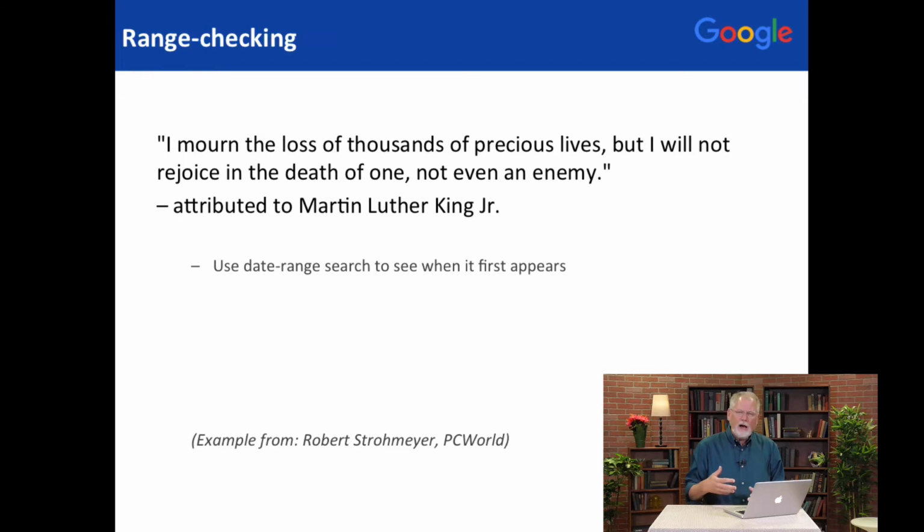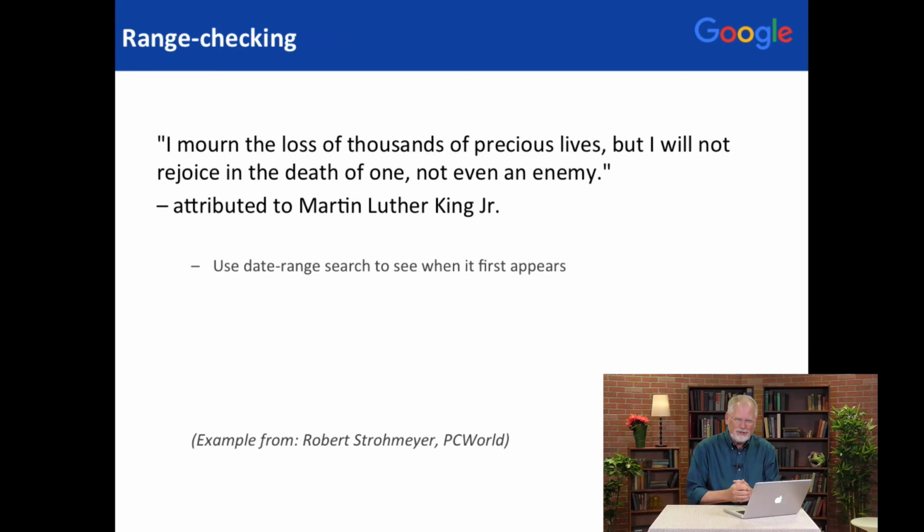One of the key ideas behind credibility is that you, as an expert searcher, can verify some of these things that you see. So for example, here's a quotation: "I mourn the loss of thousands of precious lives, but I will not rejoice in the death of one, not even an enemy." That was attributed after the death of Osama bin Laden to Martin Luther King. How can we check this?